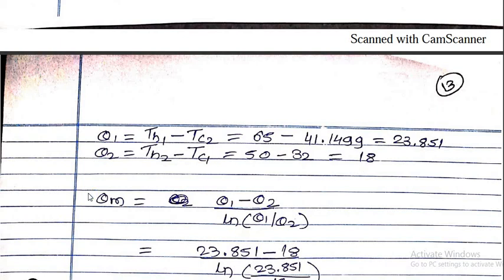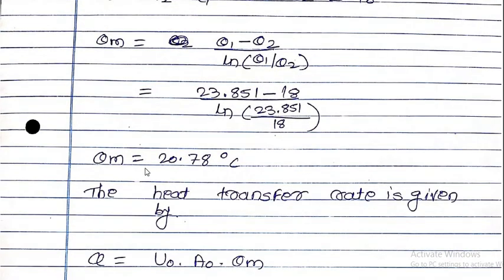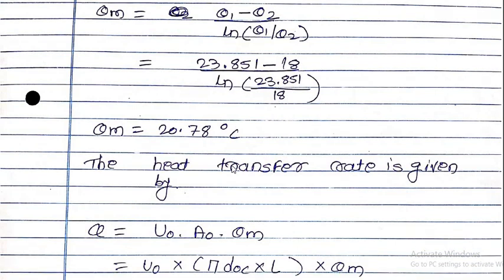So we know that the logarithmic mean temperature difference theta m is equal to theta 1 minus theta 2 divided by ln of theta 1 divided by theta 2. Put the values of theta 1 and theta 2 in this particular equation: 23.851 minus 18 divided by ln of 23.851 divided by 18. So after calculation we will get the logarithmic mean temperature difference for the counterflow, theta m is equal to 20.78 degrees Celsius.